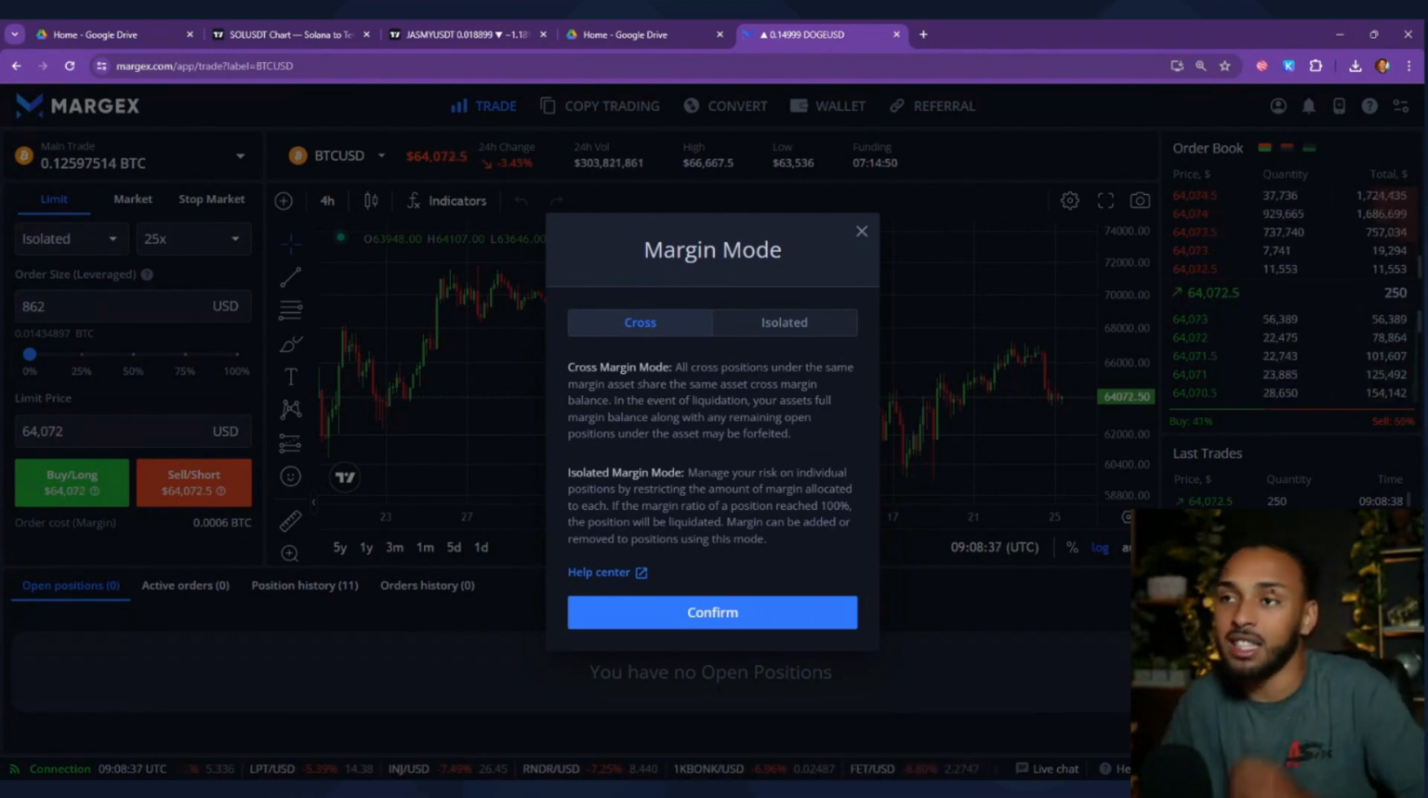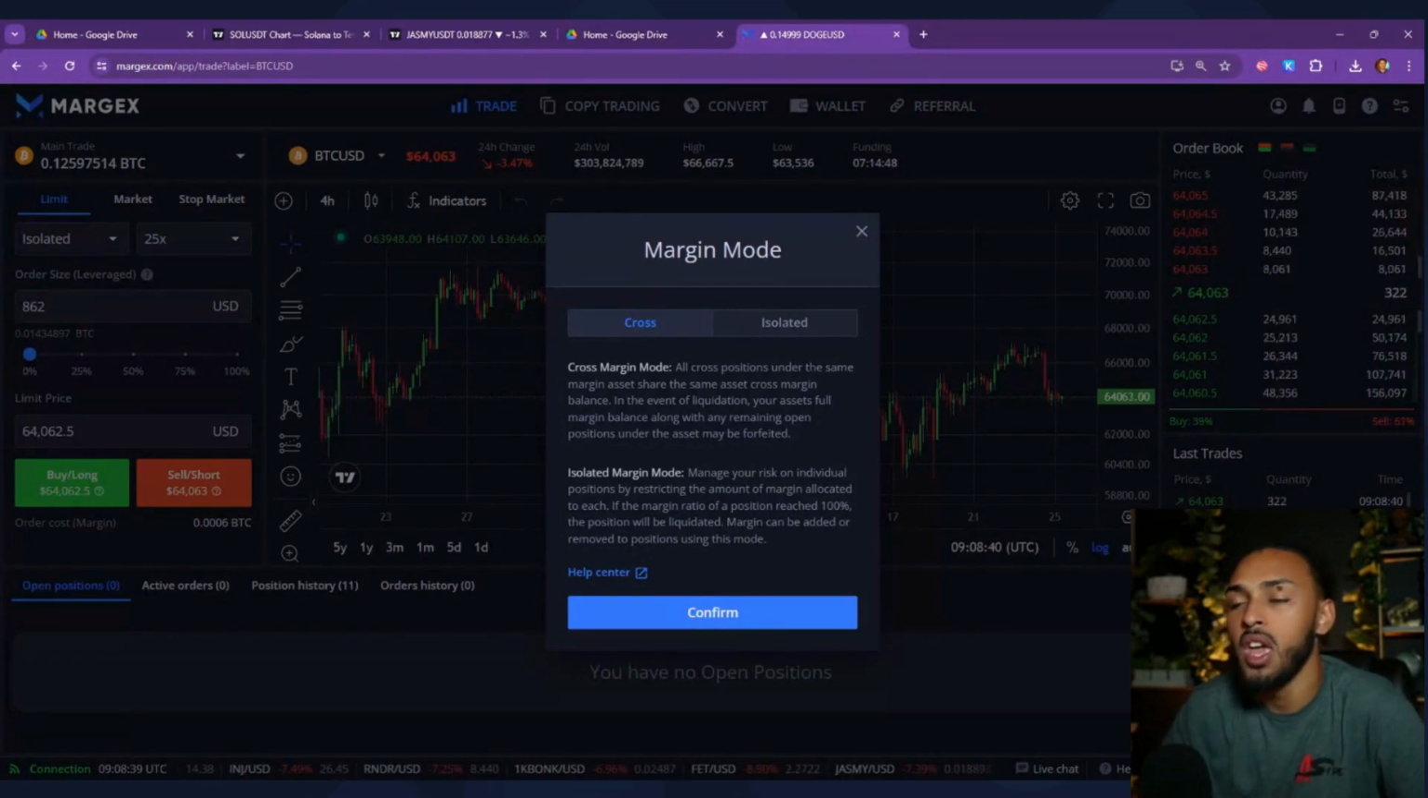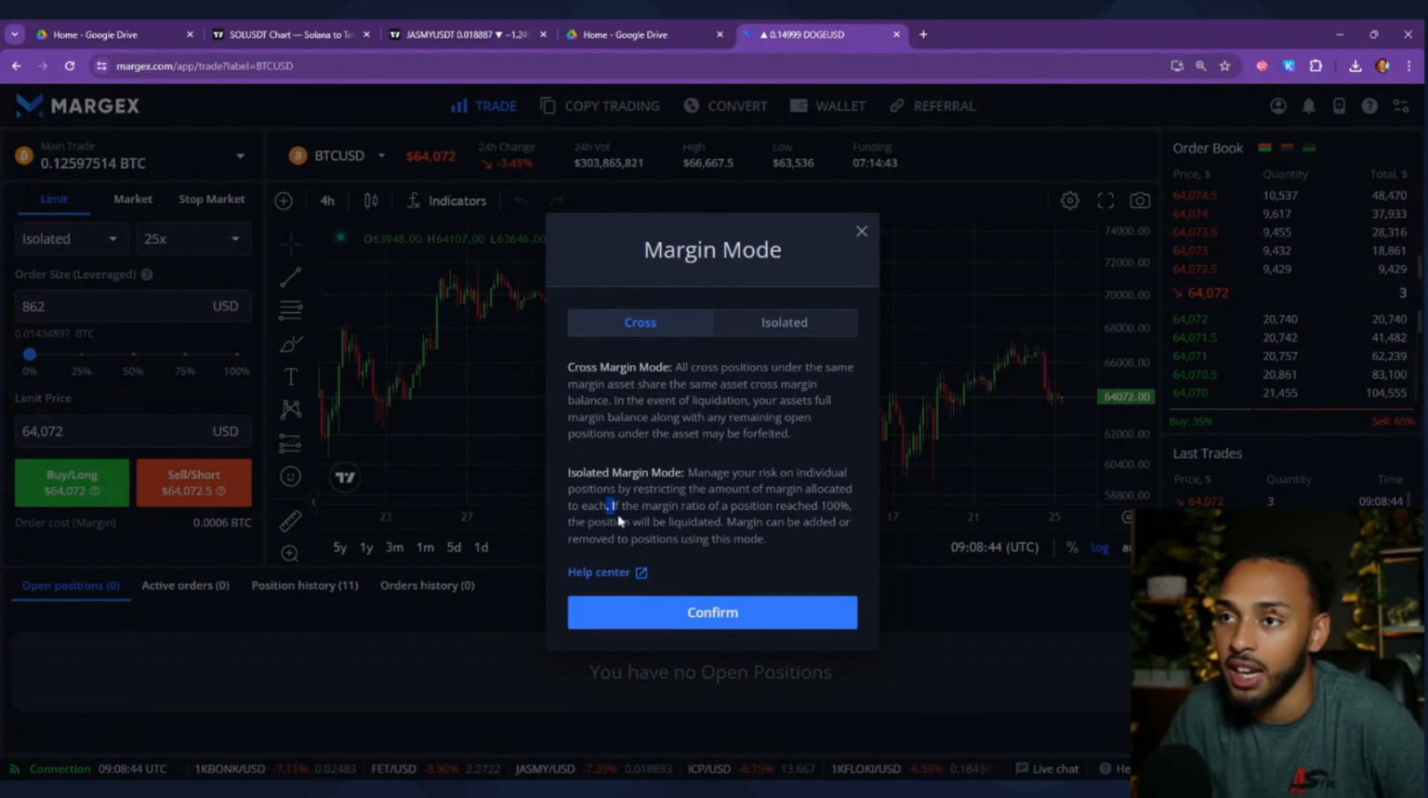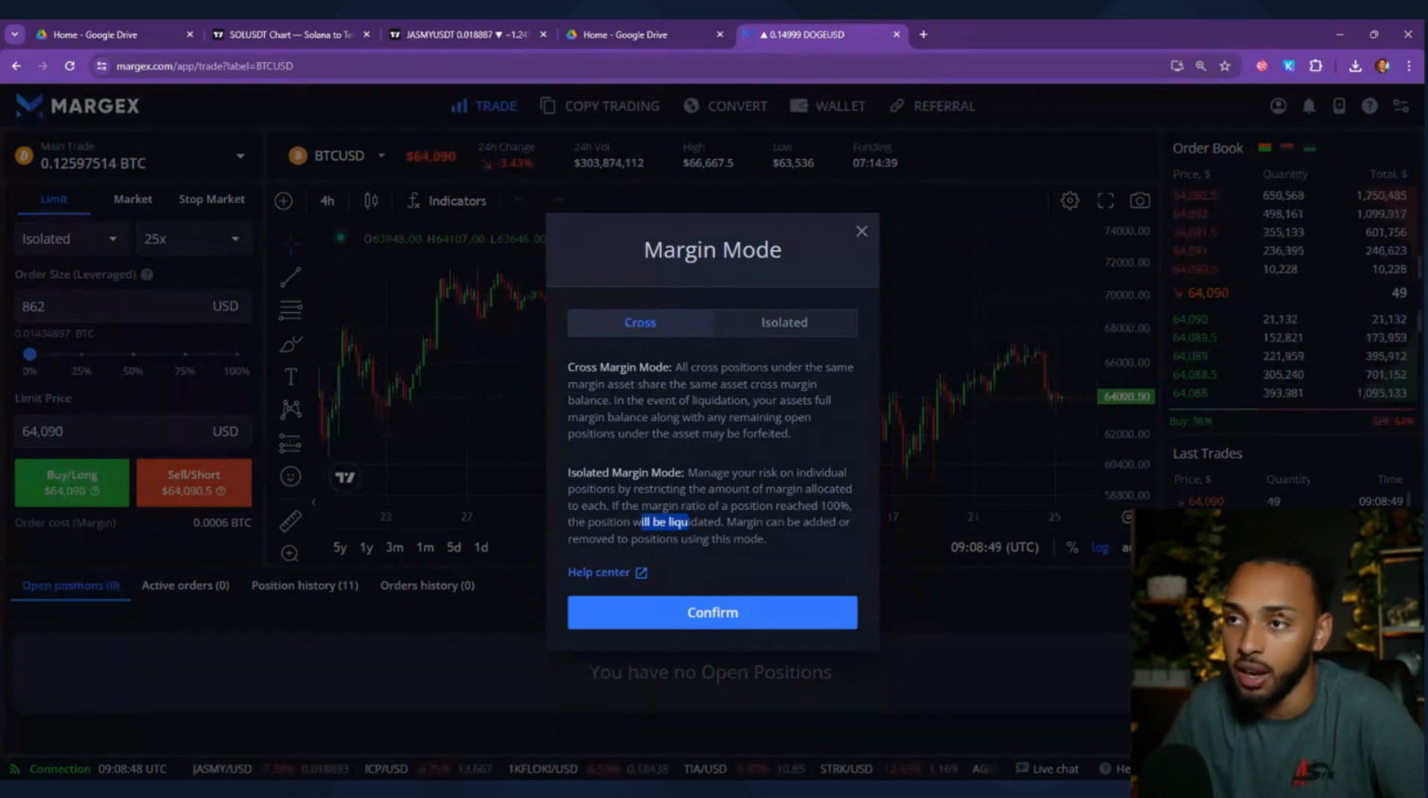Okay. Now, isolated margin. This is what I personally use. It says that you can manage your risk on individual positions by restricting the amount of margin allocated to each. If the margin ratio of a position reaches 100%, the position will be liquidated. Margin can be added or removed to positions under this mode.